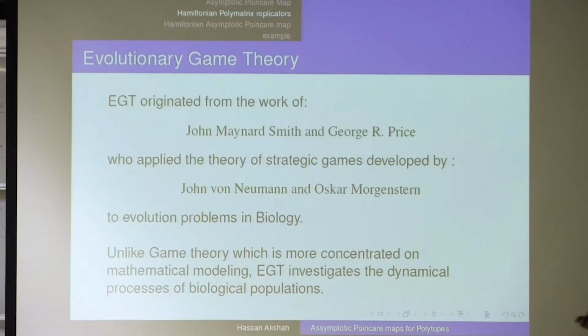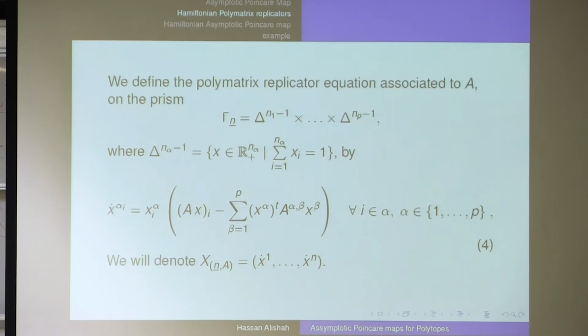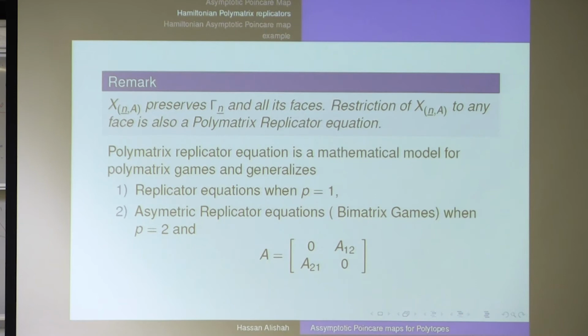So these are the polymatrix replicator equations that come up in biology and game theory. You have groups with N1 people, and the first group has N1 and tau. This is called the polymatrix equation. Examples of polymatrix equations: when you have one group, it's the replicator equation; when you have two groups, you have an asymmetric replicator equation; when you have two groups and they don't interact with each other, there is no interaction inside the groups.